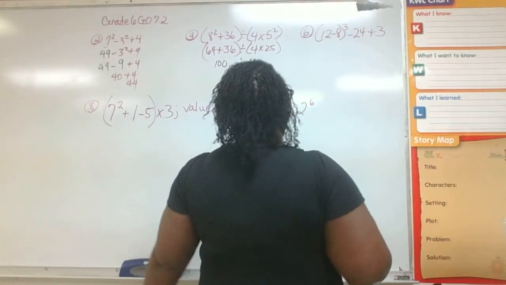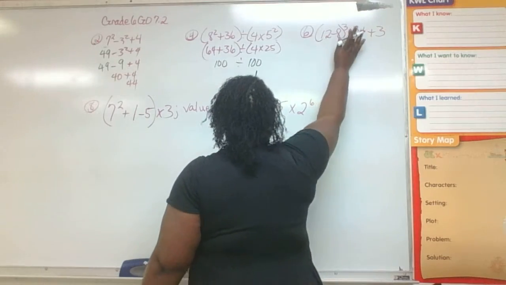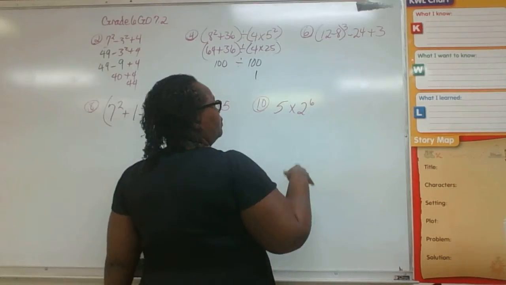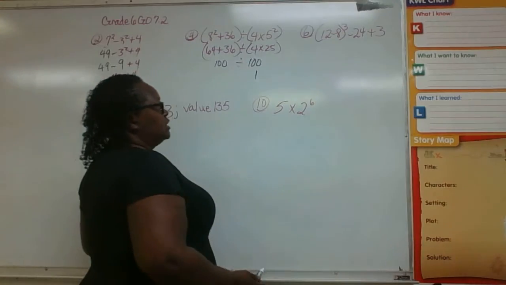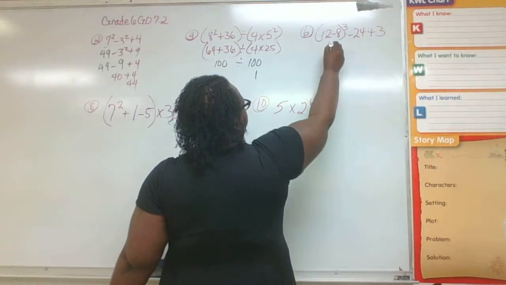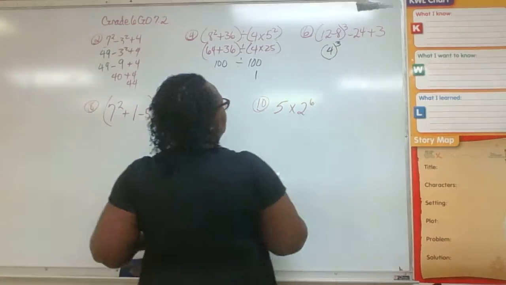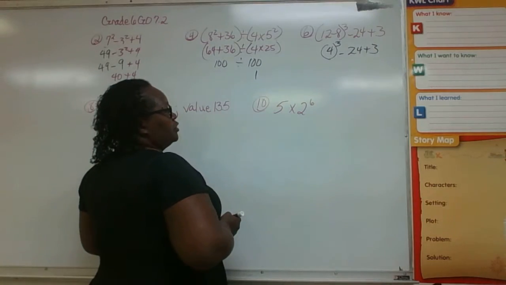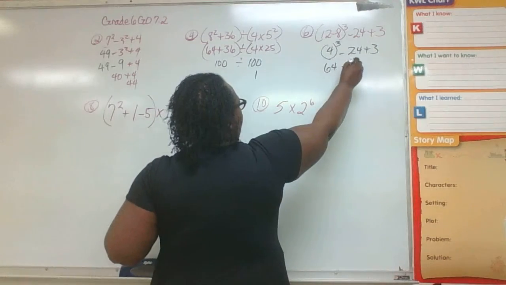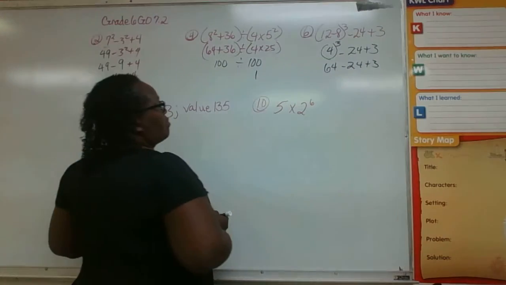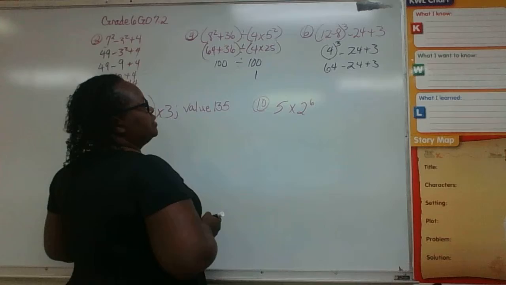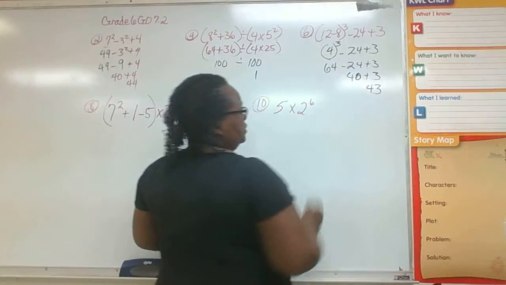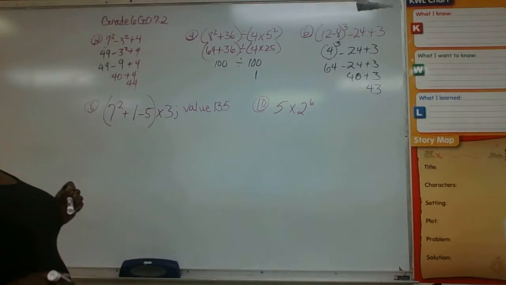Here we have parentheses and then an exponent outside of the parentheses. So we do what's in the parentheses, and then the value in the parentheses is raised to the third power. So let's take a look. 12 minus 8 is 4. That's raised to the third power. Minus 24 plus 3. 4 raised to the third power is 64, minus 24 plus 3. Okay, 64 minus 24 will give us 40, plus 3, and so 40 plus 3 is 43. And that is the value for number 6.